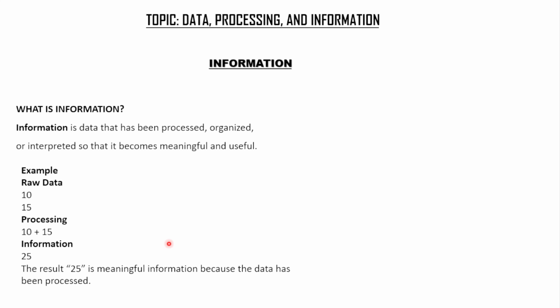You understand? So it takes just the raw data, it processes. The processing stage is adding 10 to 15, right? Then we get information, which is the 25. So the result 25 is meaningful information because the data has been processed, right? Good.